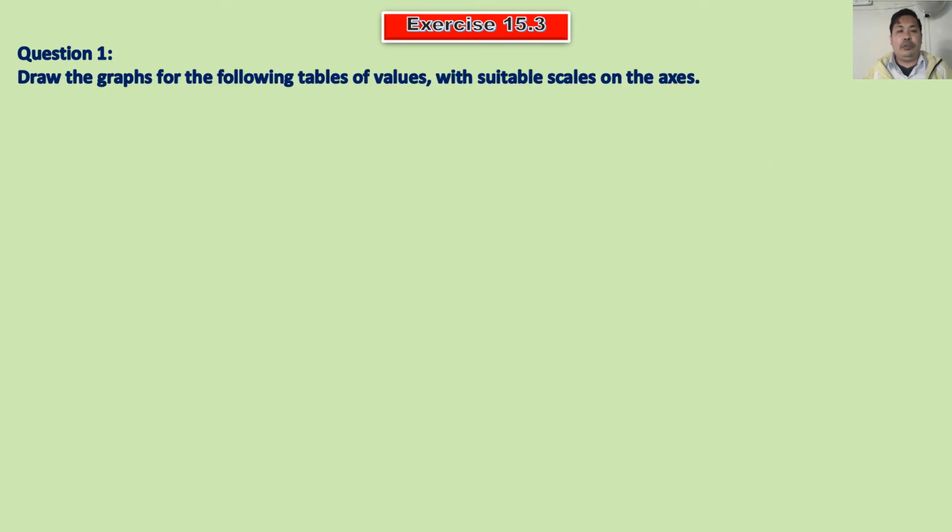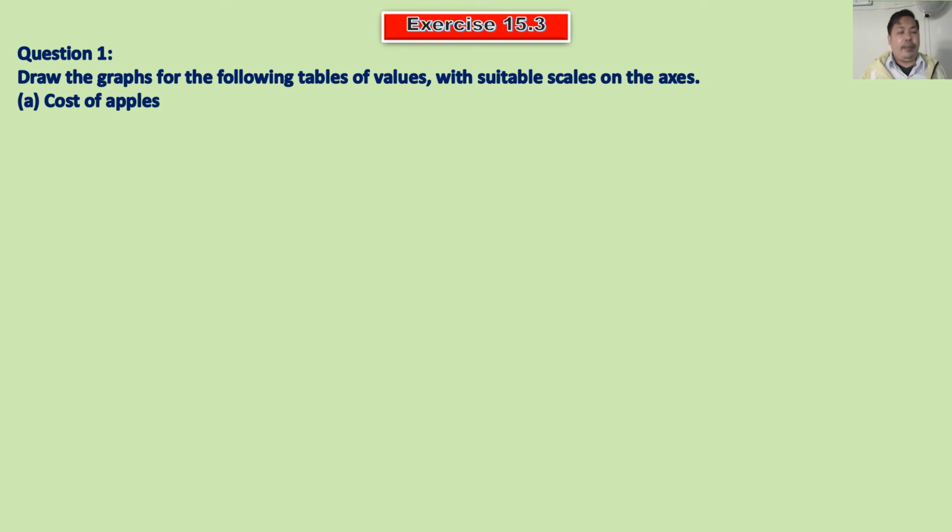Now we have exercise 15.3 and question number one. Question number one is saying: draw the graphs for the following tables of values with suitable scales on axes. Axes means the plural form of axis. Then A. Some more parts may be there, A, B, C. So this is question number one.